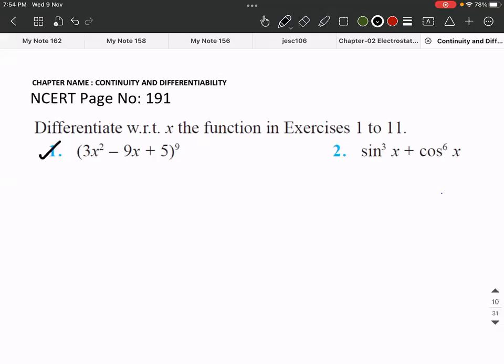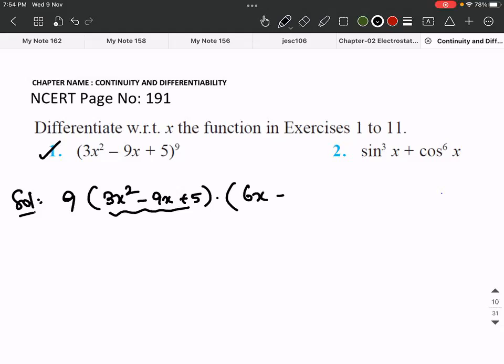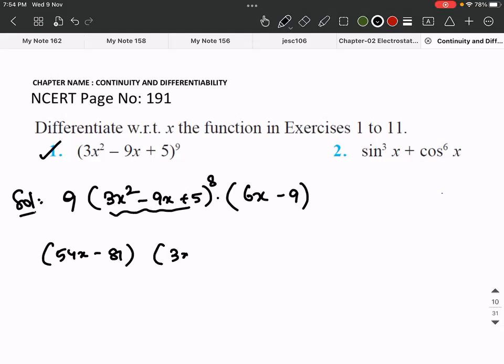So differentiate with respect to x. First one is very easy. Use chain rule. 9 into 3x square minus 9x plus 5 into derivative of 3x square minus 9x plus 5. That is going to be 6x minus 9. Sir, 3x square minus 9x plus 5 the whole power 8, right? Now power 8. Okay. So it is going to be 54x minus 81 into 3x square minus 9x plus 5 the whole power 8. This is going to be the answer.